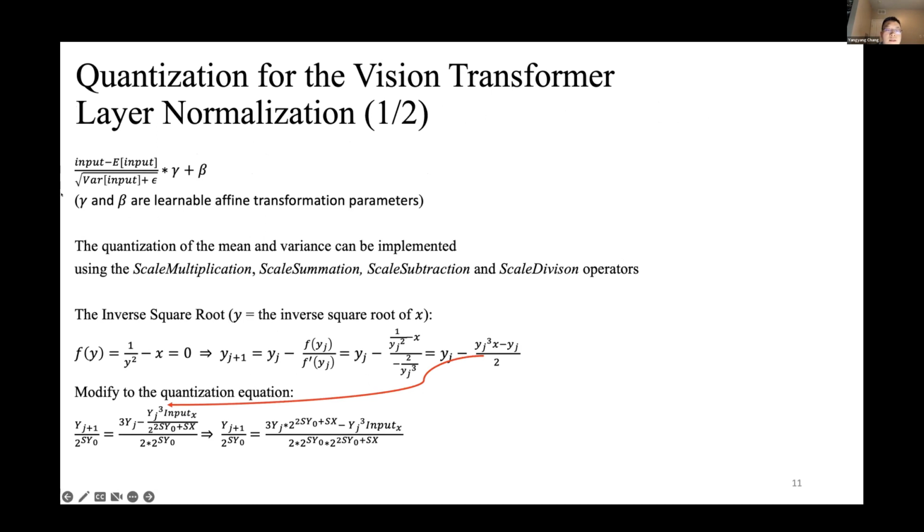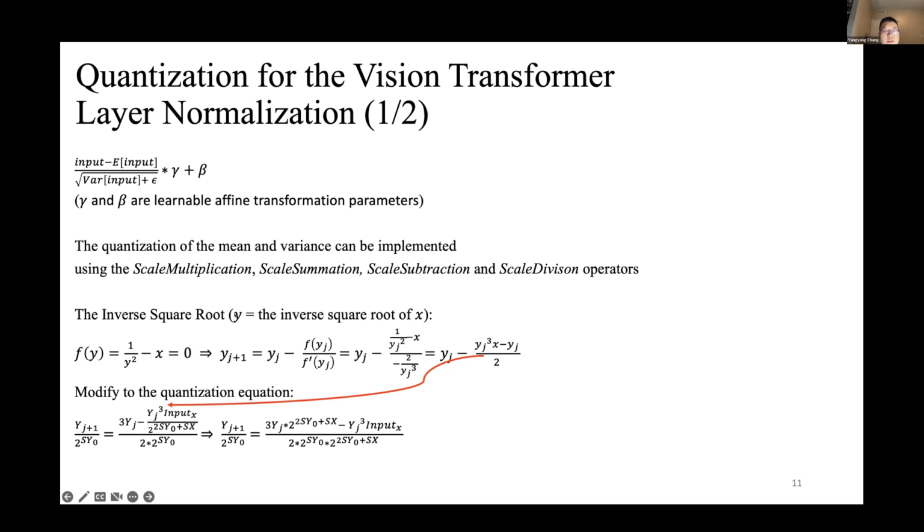Okay, then I want to talk about the quantization process for layer normalization. This is the layer normalization calculation equation. As you can see over here, what we handle is the inverse square root. It's very hard to achieve in hardware design. So how should we do it? I directly use Newton's method.